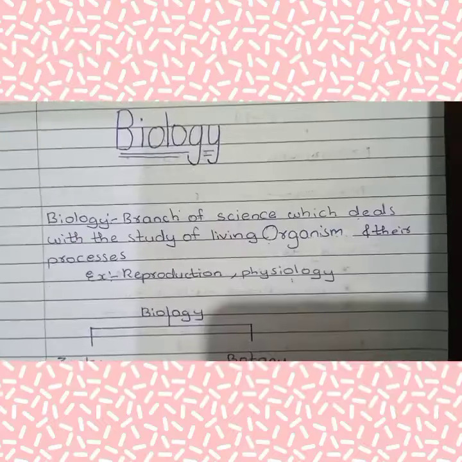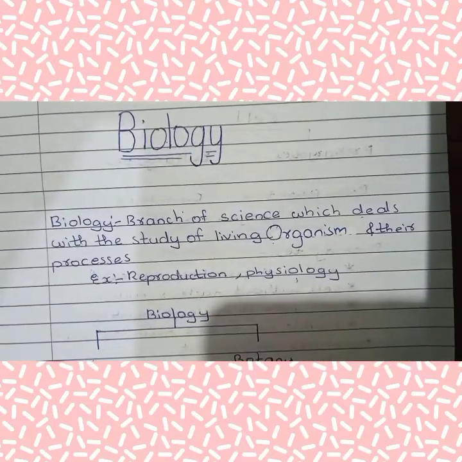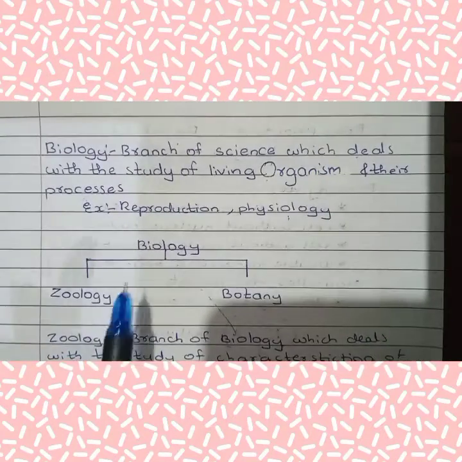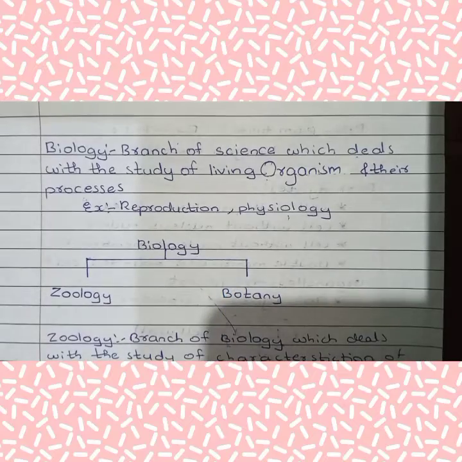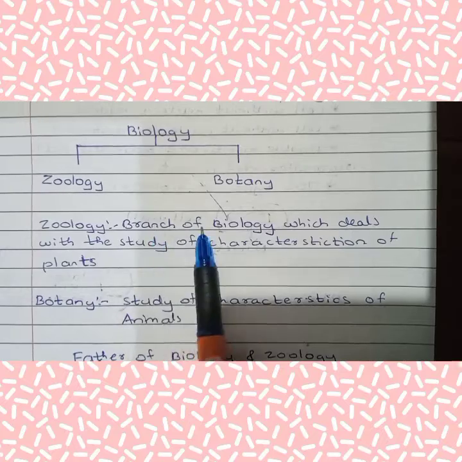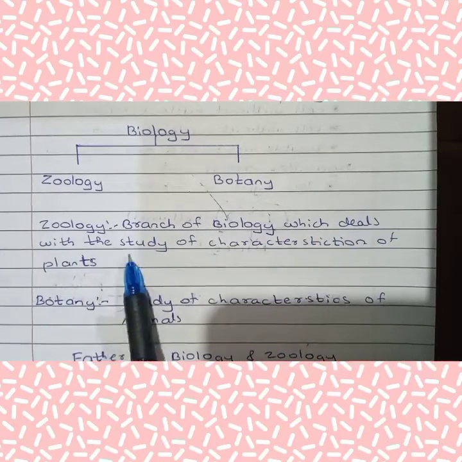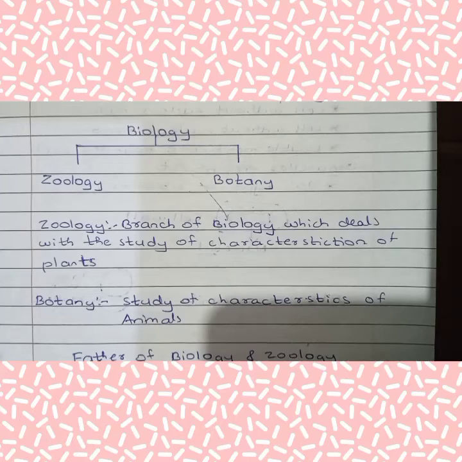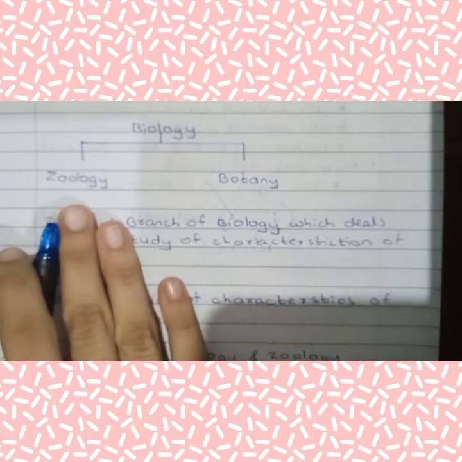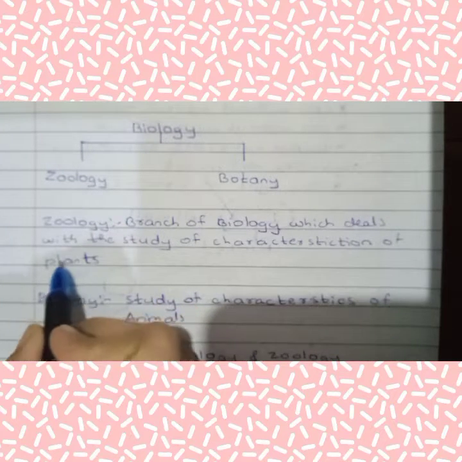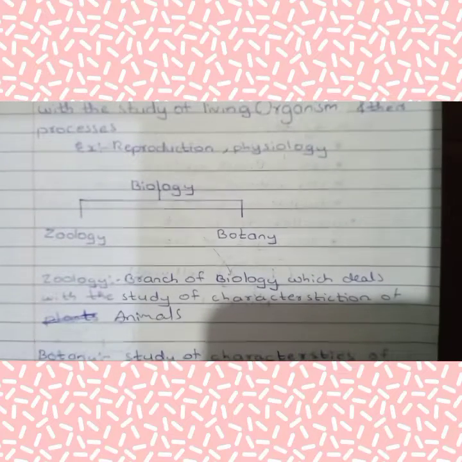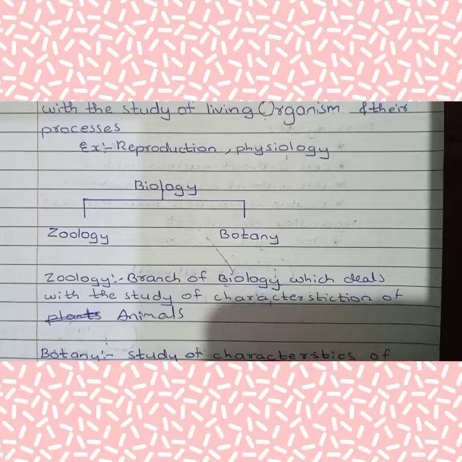There are two branches in biology, so you should know them. Biology has two branches, zoology and botany. What is zoology? Zoology is the branch of biology which deals with the study of characteristics of plants. Sorry for the mistake, it studies the characteristics of animals.